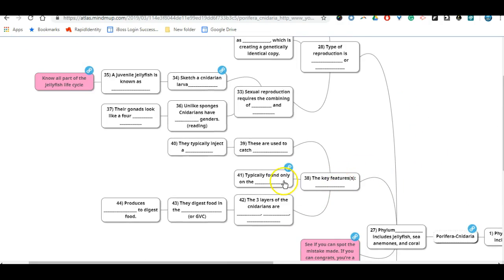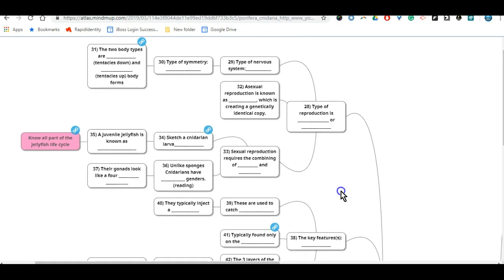What's their key feature? Where is that key feature normally found? What are the 3 layers of the Cnidarians? Remember, one of them is changed. That middle layer is not called the mesophyll anymore. How do they digest their food? Again, GVC, just give me the full name right here for number 43. What does the GVC produce to digest that food?